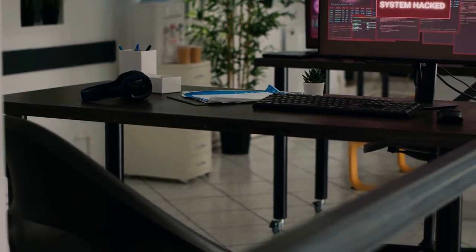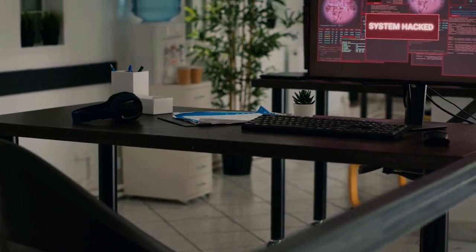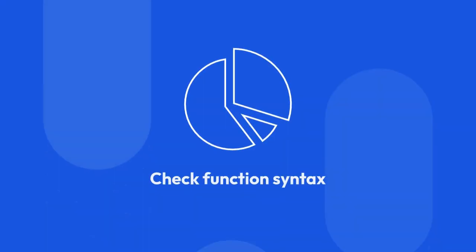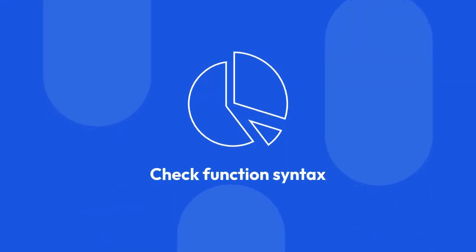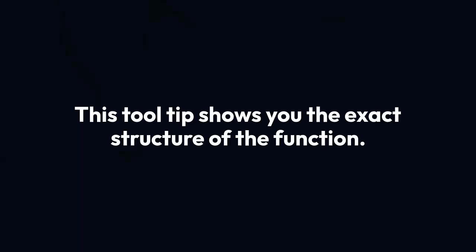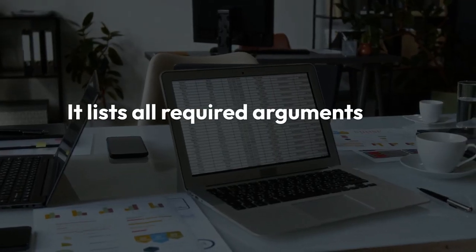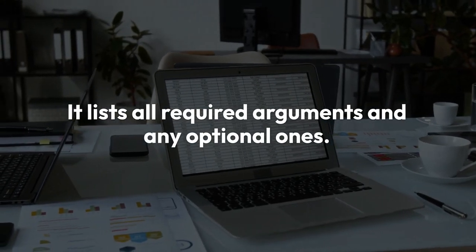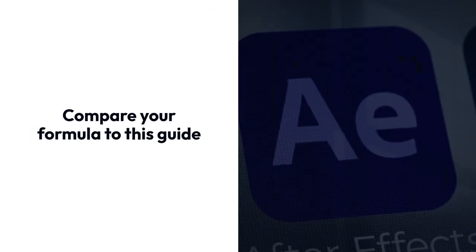So, how do we fix it? Here are the key steps to troubleshoot this issue. First, always check the function syntax. As you type a function, Excel displays a helpful tooltip. This tooltip shows you the exact structure of the function. It lists all required arguments and any optional ones. Compare your formula directly to this guide.